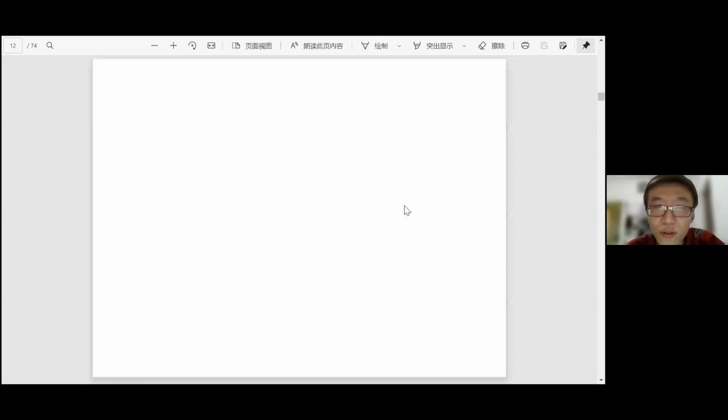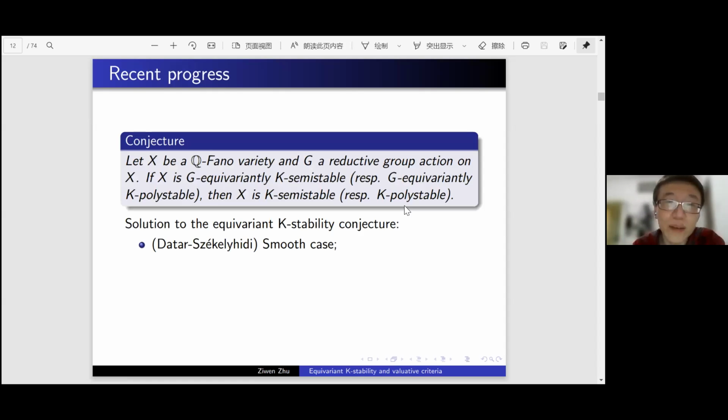Now some progress on the conjecture. Right now, this conjecture is completely solved. The history is that the first case solved is the smooth case, which was solved by Datar and Székelyhidi.